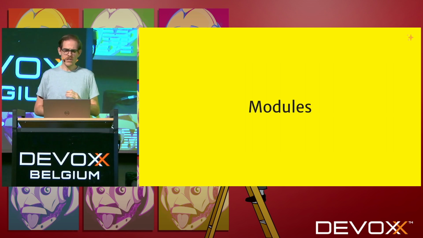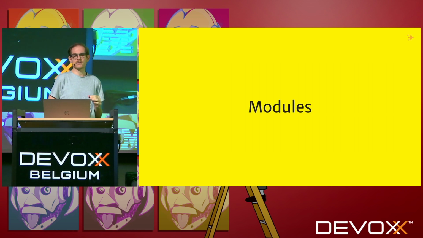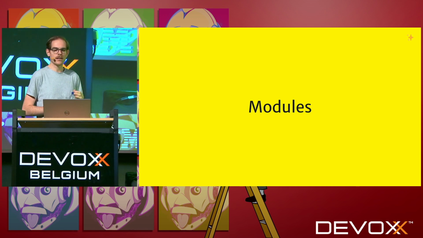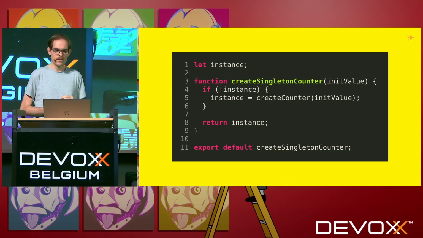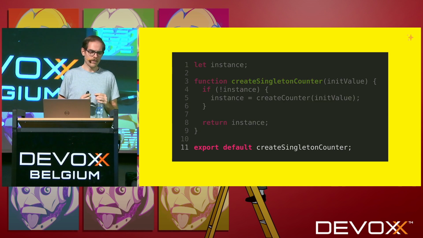And finally, in modern JavaScript, we also have modules. They provide encapsulation, again, like closures, and can also help implement some design patterns, for example, a singleton. This is our counter from before, but it is a singleton now. So the only thing the module is exporting is the create singleton counter function.